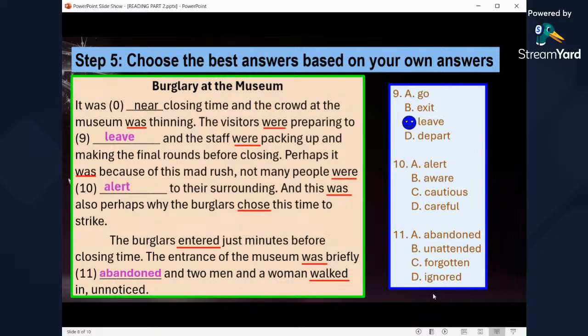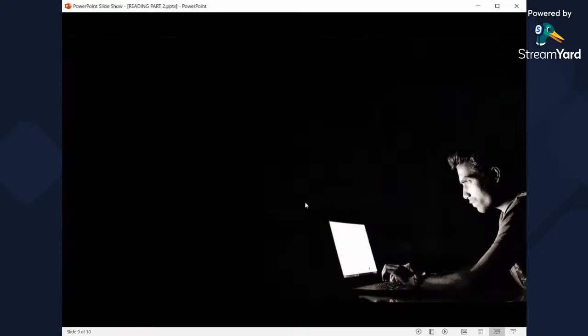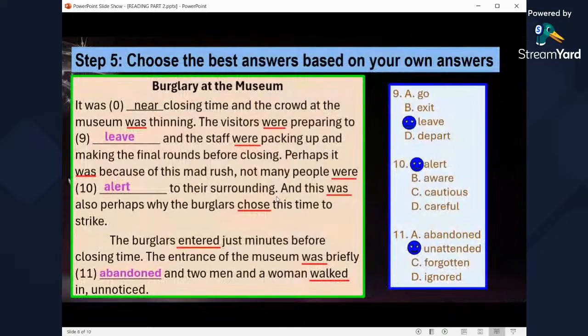Now, what is the difference between alert and aware? Yes, exactly. Not many people were aware of, not to. Correct. So knowing your preposition here is very important. Aware of, alert to.